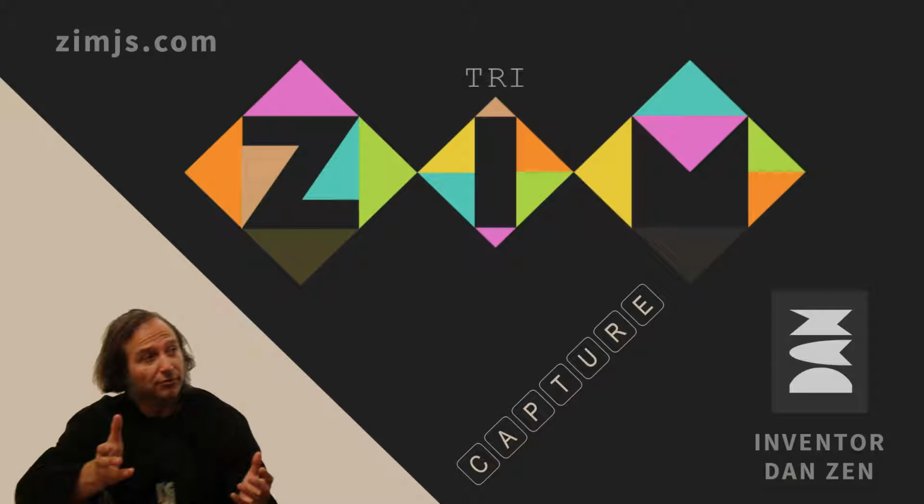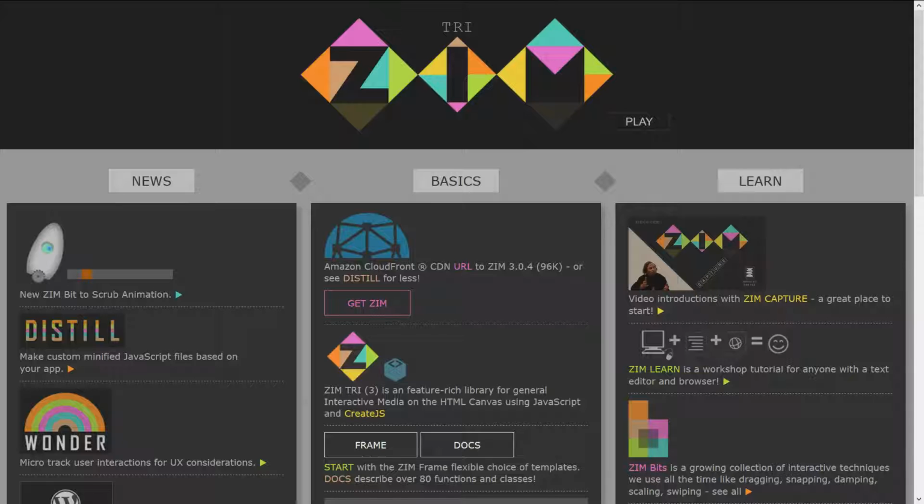I'm inventor Dan Zen, and ZIM at zimjs.com is an open source library to help you code interactive media on the HTML canvas using JavaScript and Create.js. In this capture, I'd like to take a look at dragging multiple things that are held within a Create.js container. We'll also take a look at how to drag within bounds.